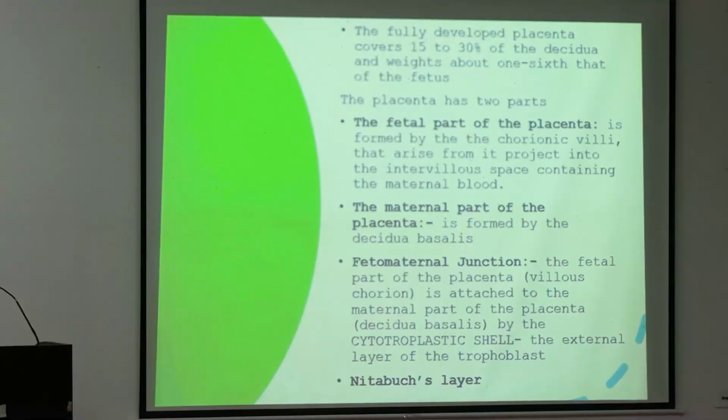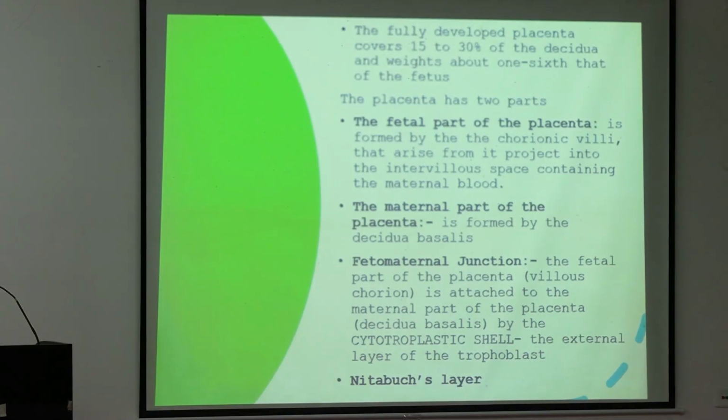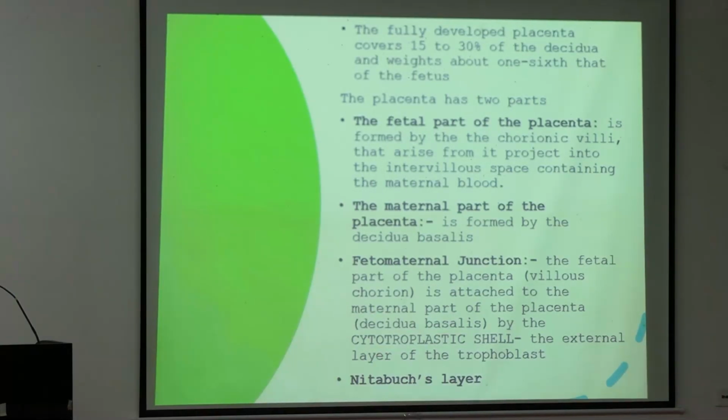This Nitabuch layer is formed at the junction of the placenta with the decidua basalis. This is the area from where the placenta separates at the time of delivery. If this layer is damaged, it leads to placenta accreta, which means the placenta is tightly adherent to the myometrium of the uterus. It is very difficult to remove during delivery. So this layer is very important.